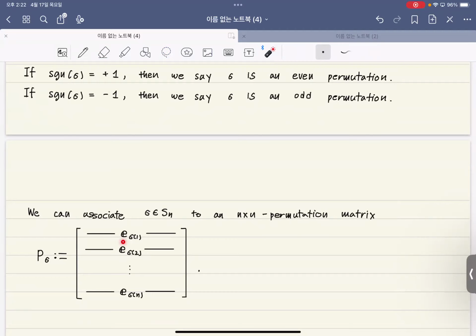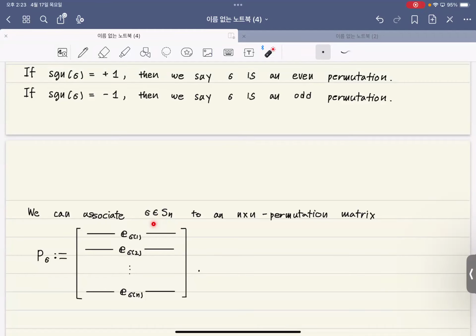I believe you remember this notation. This notation means the standard unit vectors. Sigma of 1 must be a number between 1 and n. You know, sigma is a function, so if you plug 1 into this function, then the output must be some number between 1 and n, right? In this way, I can associate an n by n permutation matrix with this n permutation.